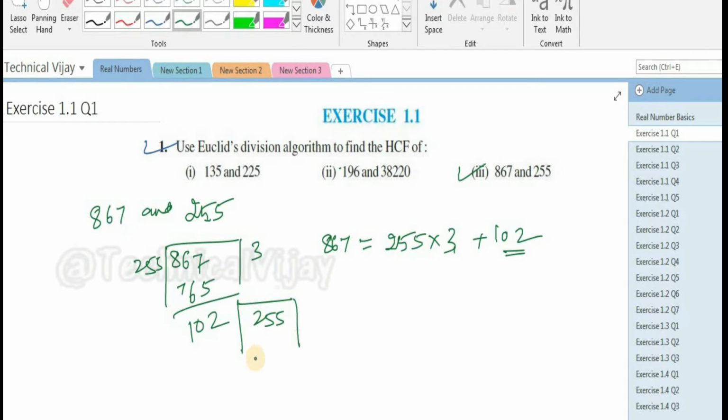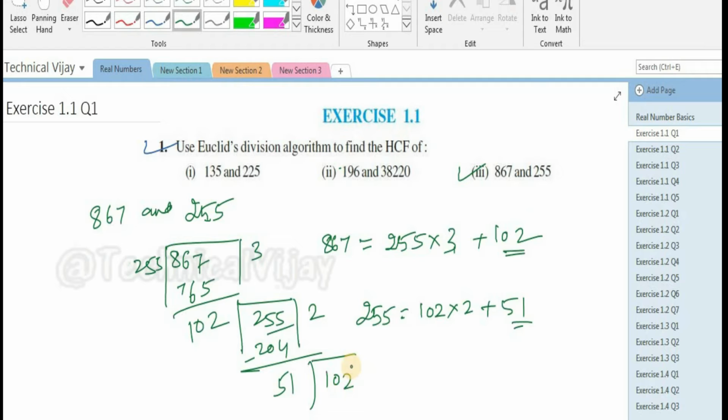255. So here 102 into 2, that is 204. 5 minus 4 is 1, 5 and 5. So this will become 51. So we write 255 is equal to 102 into 2 plus the remainder 51. The remainder again is not equal to 0, so now we will go for further division.